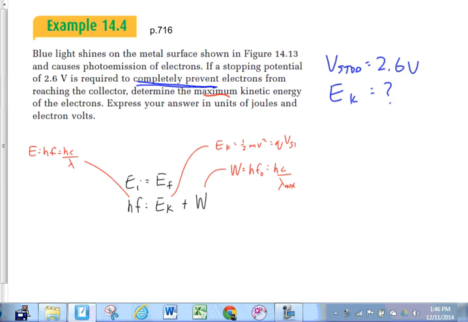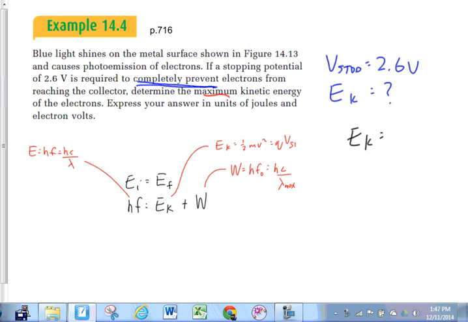You want to find EK, the maximum kinetic energy of the electrons. We've got V stop. Which one do you think you're going to use? Got to be something up there, right? Let's try EK is equal to QV stop. That's going to work for us.